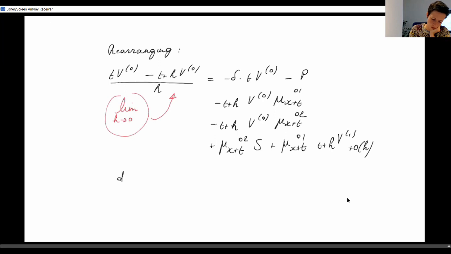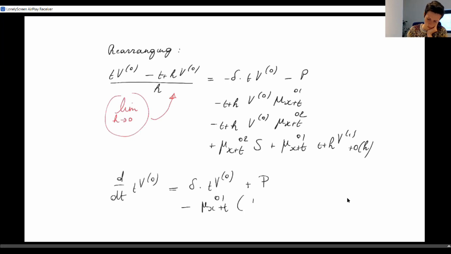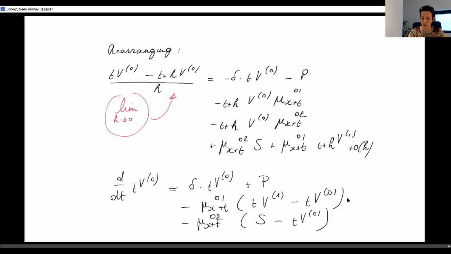And then I'll retrieve here the derivative with respect to t of tV0, which is then equal to delta times tV0 plus p, minus mu x+t 01 times (tV1 minus tV0), minus mu x+t 02, and here you have (S minus tV0). And that is exactly this differential equation, one of the differential equations by Thiele, that is applicable here to the disability multi-state model. I guess that's what I wanted to show here.